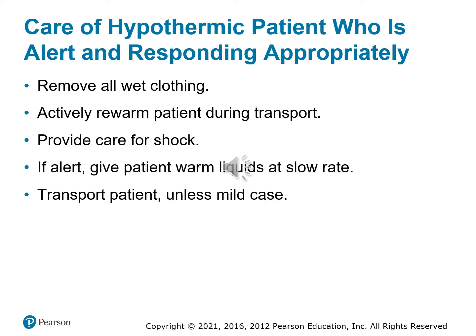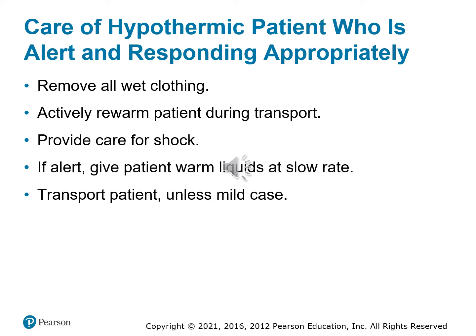The first patient we're going to talk about is one that's alert and responding appropriately. So what's the care for this hypothermic patient? Well, the first thing is going to be to remove the patient's wet clothing. Try to keep the patient as dry as possible. So either get them dry clothing or wrap them in warm blankets. Try to keep the patient still and keep them in a warm environment. Don't let them return to the cold environment. Do not massage the patient's extremities.